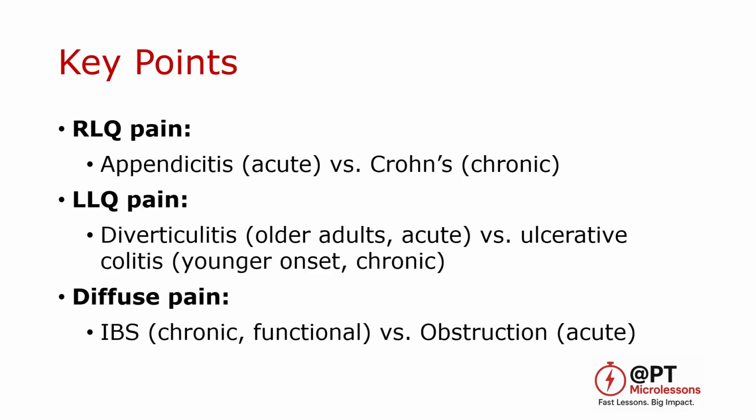diverticulitis. Diverticular disease can be chronic, but when diverticulitis occurs, the tissue becomes inflamed, which presents as acute pain. Ulcerative colitis can also present with left lower quadrant pain, but it is a chronic condition, typically with an earlier onset age-wise. Lastly, with pain that is diffuse, consider the context. IBS is chronic and functional, while a bowel obstruction is acute and often more severe. Overall, putting these together, location, age, and timing, can really help guide your clinical reasoning.